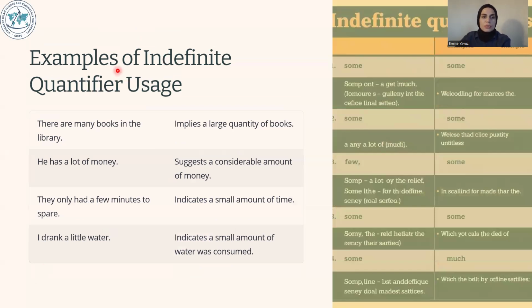Yes, examples of indefinite quantifier usages. When we say indefinite quantifiers, we can say many, a lot of, and a few. There are many books in the library. When we say many, we imply a large quantity of books. He has a lot of money. Again, a considerable amount of money. They only had a few minutes to spare. There is just a small amount of time that they can leave. I drank a little water indicates a small amount of water was consumed.